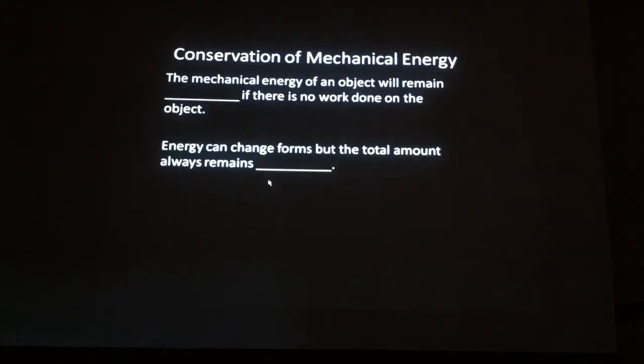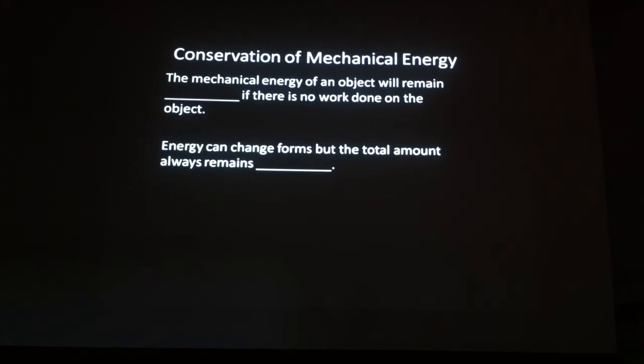Conservation of mechanical energy says, and we learned this today in our lab with the skater and the half pipe, that the total mechanical energy of an object will remain, what do you think goes here, if there is no work done on the object. We'll learn about work later. Yes, this word is constant. And remember, the word constant means the same thing as conserved. If we're conserving something, we're sort of keeping it the same.